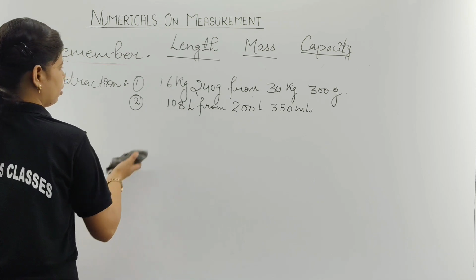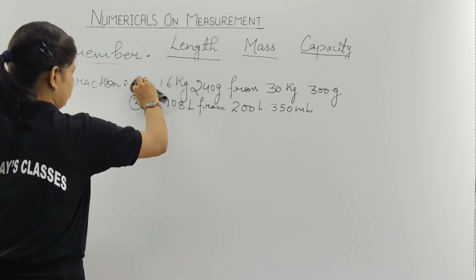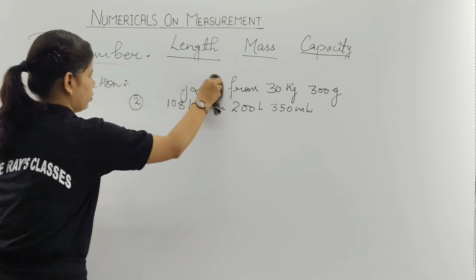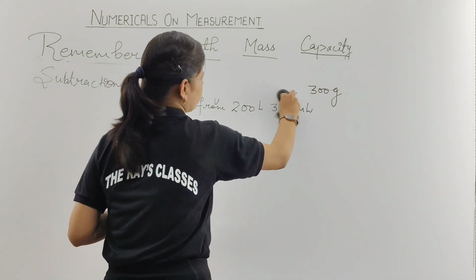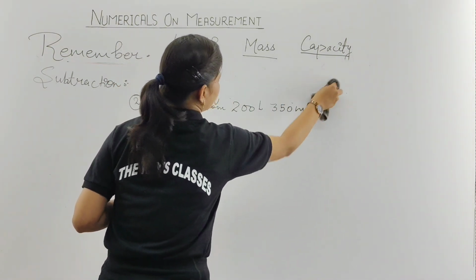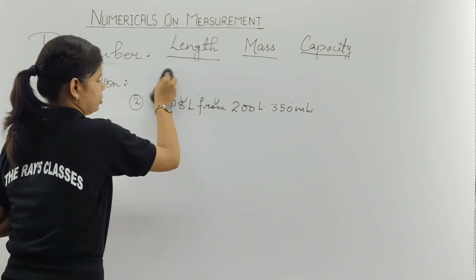Second for us is, I think you will be confused, so I'm erasing this part to avoid your confusion only. Here also, from means what, children? You have to subtract the smaller number from the bigger number always.